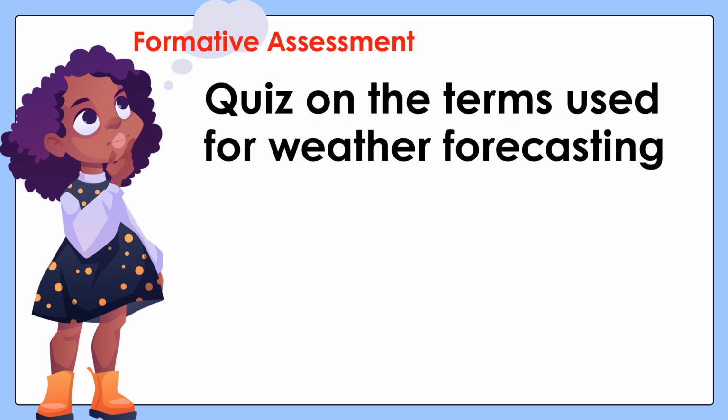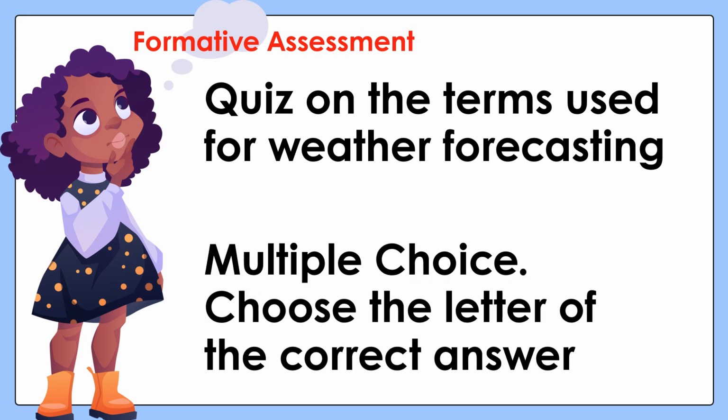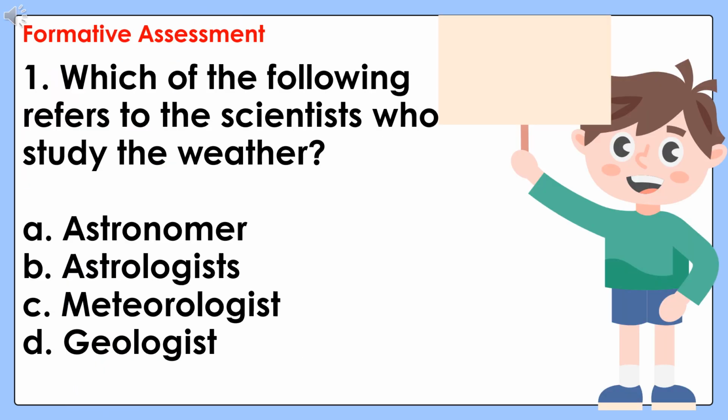Formative assessment. Quiz on the terms used for weather forecasting. Multiple choice. Choose the letter of the correct answer. Number 1. Which of the following refers to the scientists who study the weather? A. Astronomer. B. Astrologist. C. Meteorologist. Or D. Geologist. The answer is letter C.